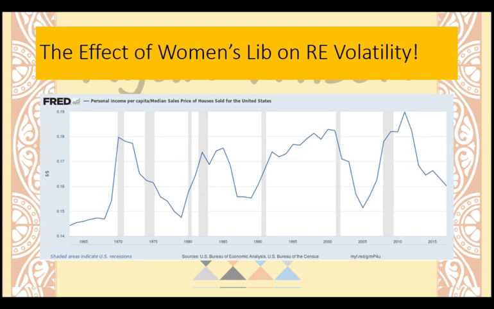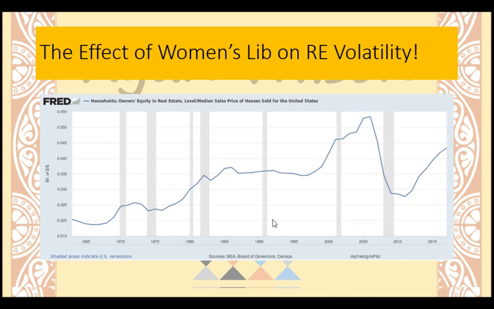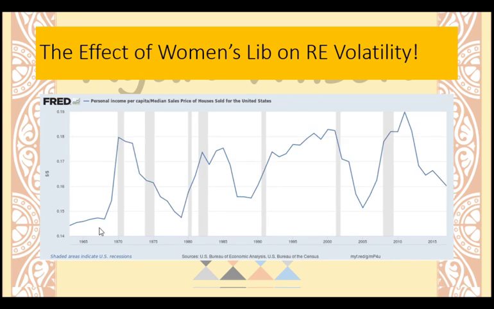If you look at this graph, you'll see that the personal income per capita divided by the median sales price of houses sold in the United States is kind of cyclical. You understand? But if you look at 1970 to 2015, you'll see that the personal income per median sales house is going up. Okay, so what? It's not a material difference. It's only like a percentage point.